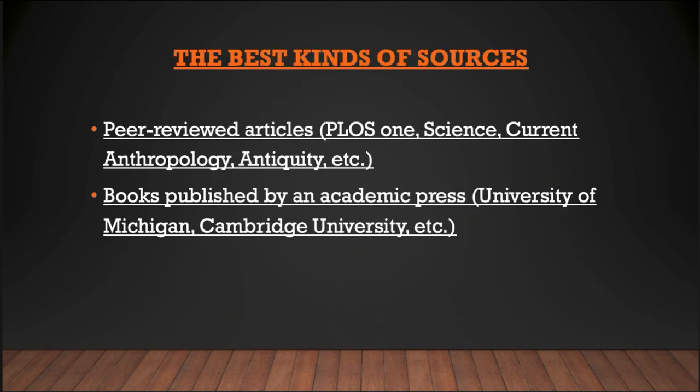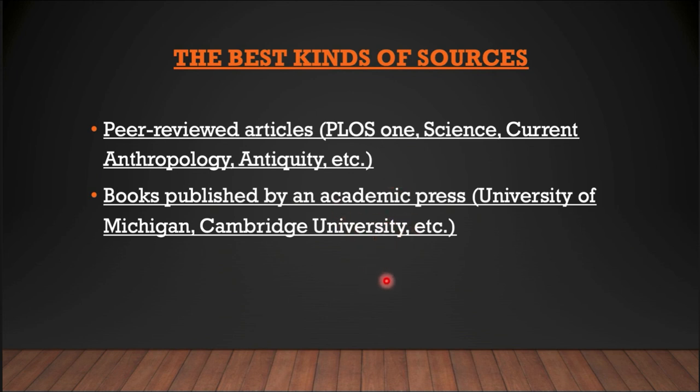Okay, the best kinds of sources: peer-reviewed articles. These are scholarly articles that are sent to other people in the same field to review, and they make sure that all the I's have been dotted, but most importantly that the research is sound. So peer-reviewed journals like PLOS ONE, Science, Current Anthropology, Antiquity. These are the kinds of journals that you're going to find connected to the library website.